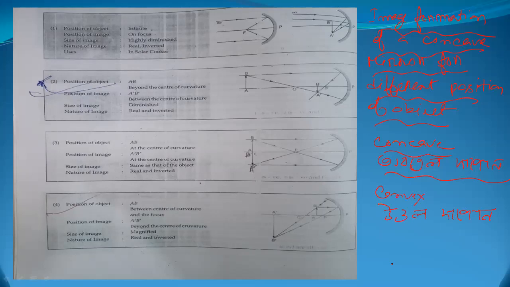Now see the first one. Before going to discuss the various formations of image when your object is at various positions, let me discuss some rules. Suppose this is your concave mirror. All of you mute your sound. So it is a concave mirror.